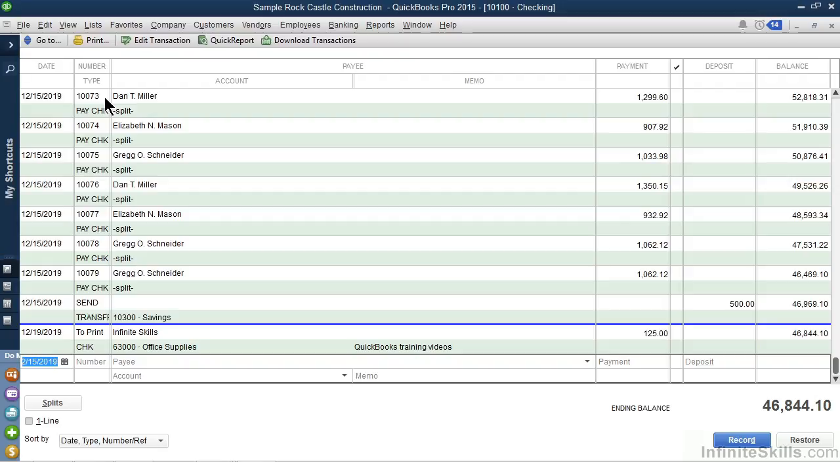Some people type in debit, other people put DC, some people put EFT for electronic funds transfer. It can be anything we want. We just should be consistent and use the same types of abbreviations or designations throughout all of our registers. This field can also be left blank. It doesn't have to have something in it.